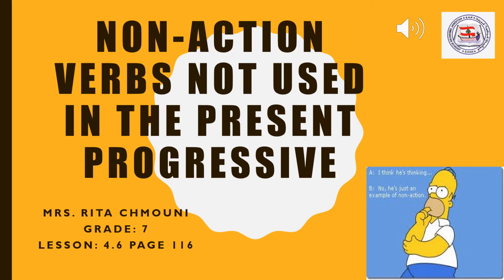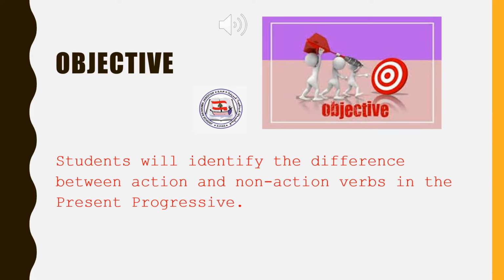Our grammar lesson for today is non-action verbs not used in the present progressive. Lesson 4.6, page 116. Please go ahead and open up your grammar books, that way you can follow along. Our learning objective for today is students will identify the difference between action and non-action verbs in the present progressive.